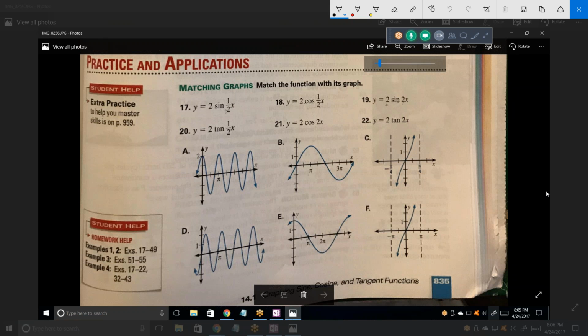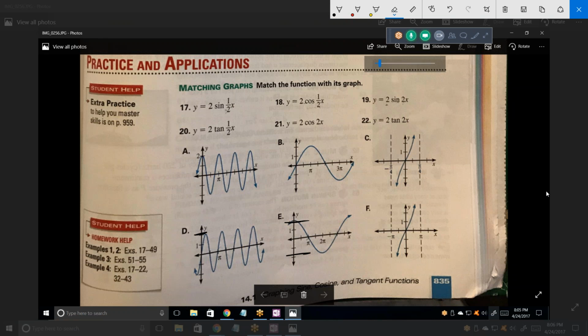But we know that 17, 18, 19, and 21 are all going to be A, B, D, or E. All of them have an amplitude of 2, notice. In other words, they all go up to +2 and they all go down to -2. That one does, that one does, and that one does. So we can't use the 2 to figure it out. We've got to figure out the period.